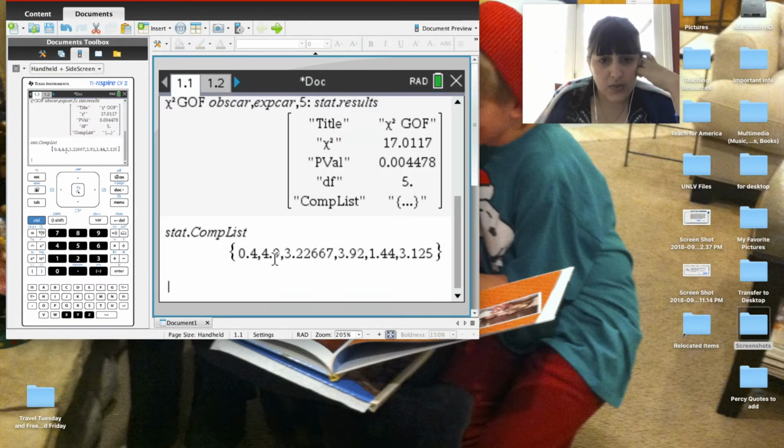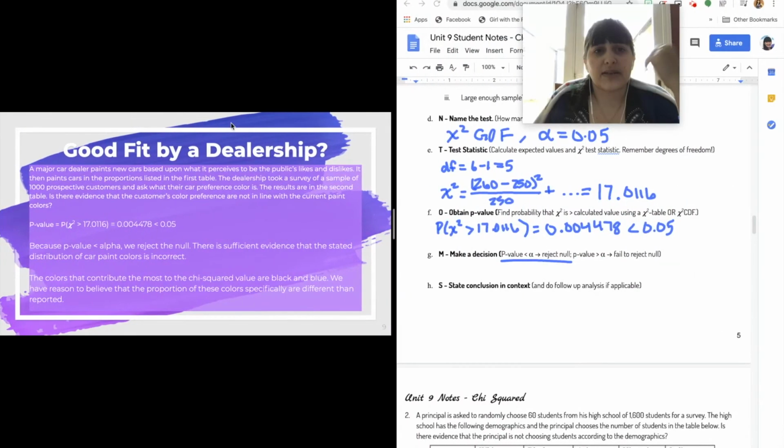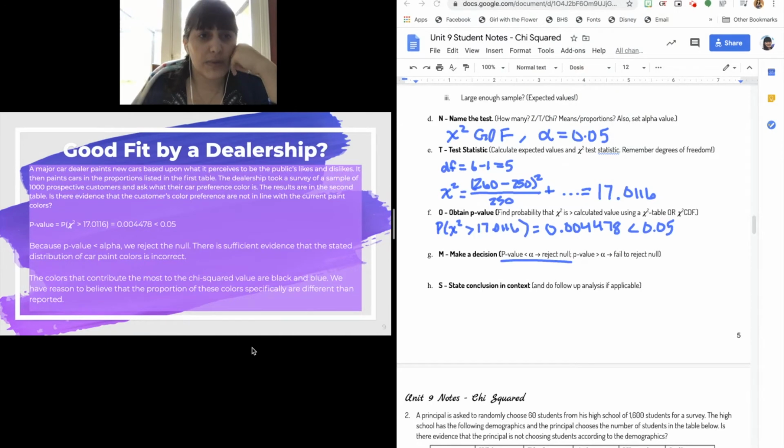So it looks like the ones that contributed the most were the 4.9, which was the second one in the list, which was the black cars, and then 3.92, that was the second biggest number that contributed to the chi-squared value. So if you add all of these values up, that will give you this value up here, the 17.0117. Okay, so in the follow-up analysis, and I'm going to go back over here, you would say the colors that contributed the most to the chi-squared value were the black cars and the blue cars.